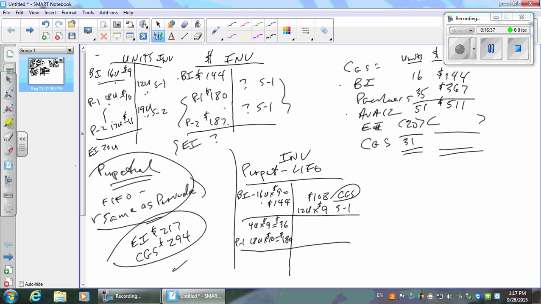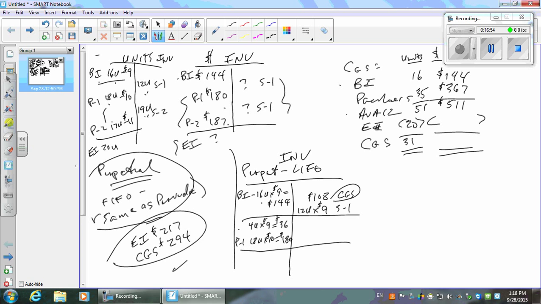Okay, anyway, so what does that give me? Two layers of inventory, right? I now have 22 units. Did you guys agree with that? I could add them up if I want, which is what? 216? You guys agree with that? Yeah, two layers. And I keep track of those layers.